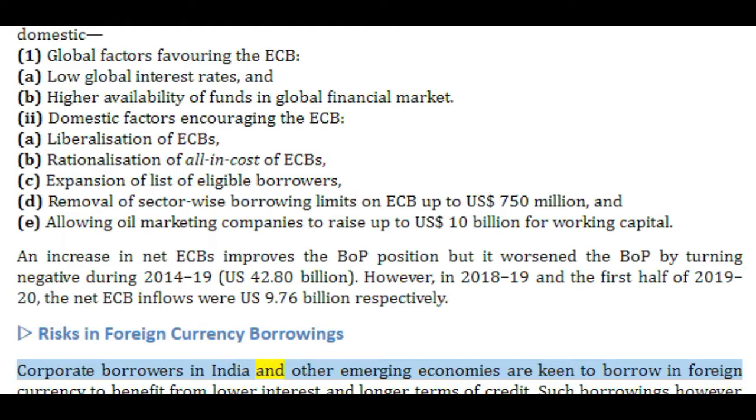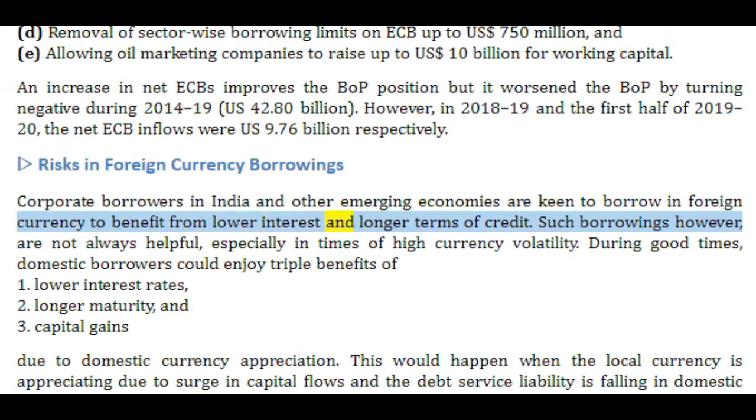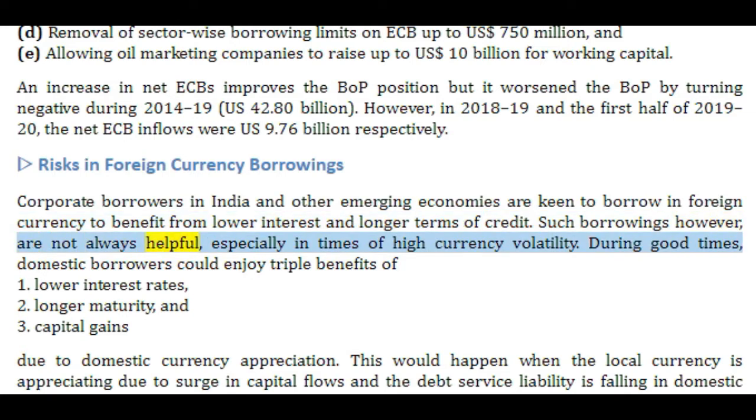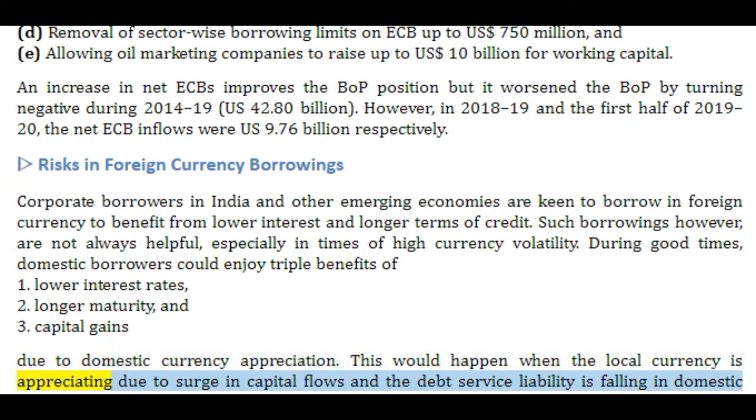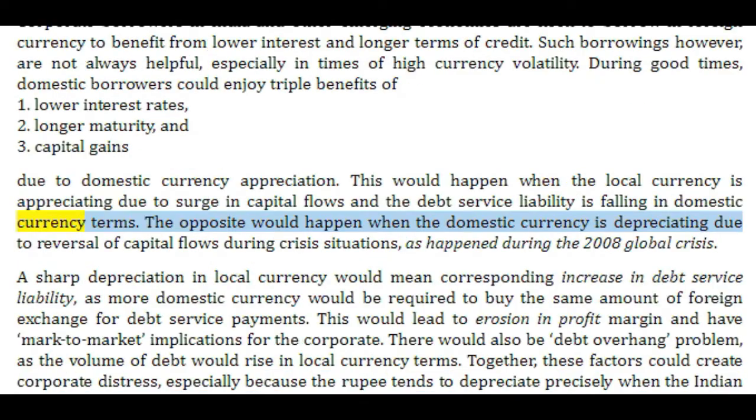Corporate borrowers in India and other emerging economies are keen to borrow in foreign currency to benefit from lower interest rates and longer terms of credit. Such borrowings, however, are not always helpful, especially in times of high currency volatility. During good times, domestic borrowers could enjoy triple benefits of 1. Lower interest rates, 2. Longer maturity, and 3. Capital gains due to domestic currency appreciation. This would happen when the local currency is appreciating due to a surge in capital flows and the debt service liability is falling in domestic currency terms.